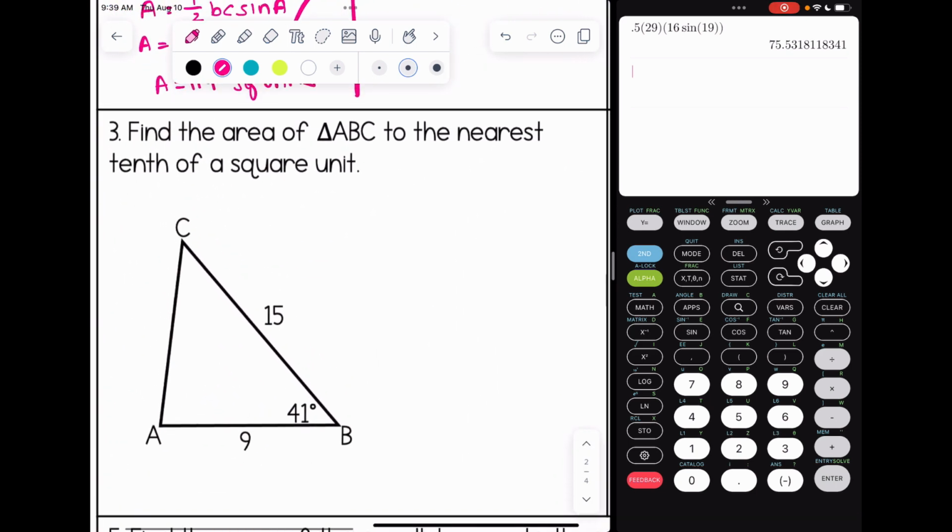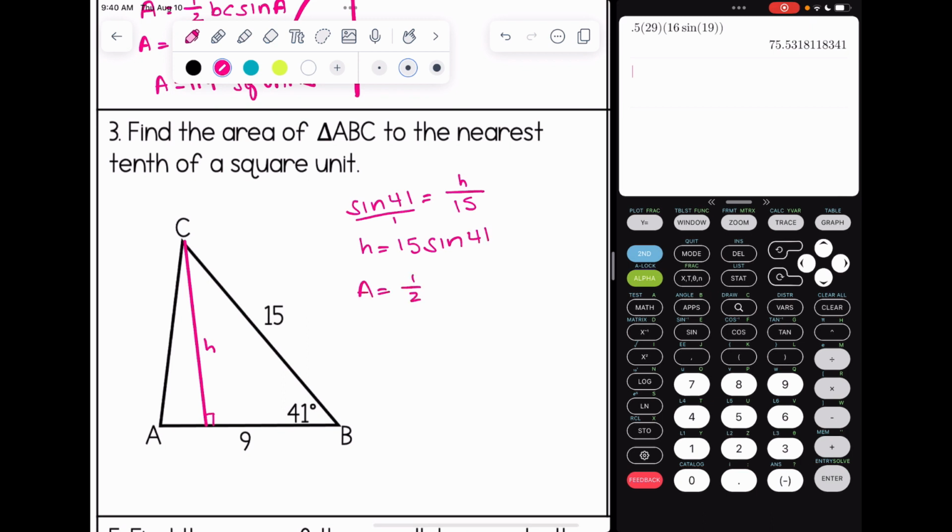Number 3, find the area of triangle ABC to the nearest tenth of a square unit. All right, let's drop down our height. So here is our height. And using that right triangle, I can see that the sine of 41 is equal to h over 15. And when I cross multiply that, the height is 15 sine 41. Now to find the area of this triangle, it's 1/2. The base is 9. The height is 15 sine 41. And I will type that into my calculator.